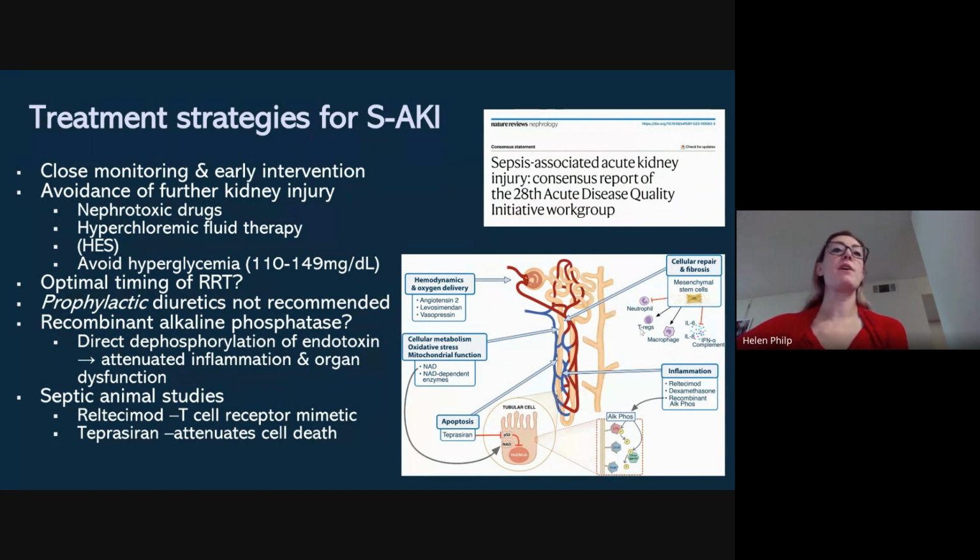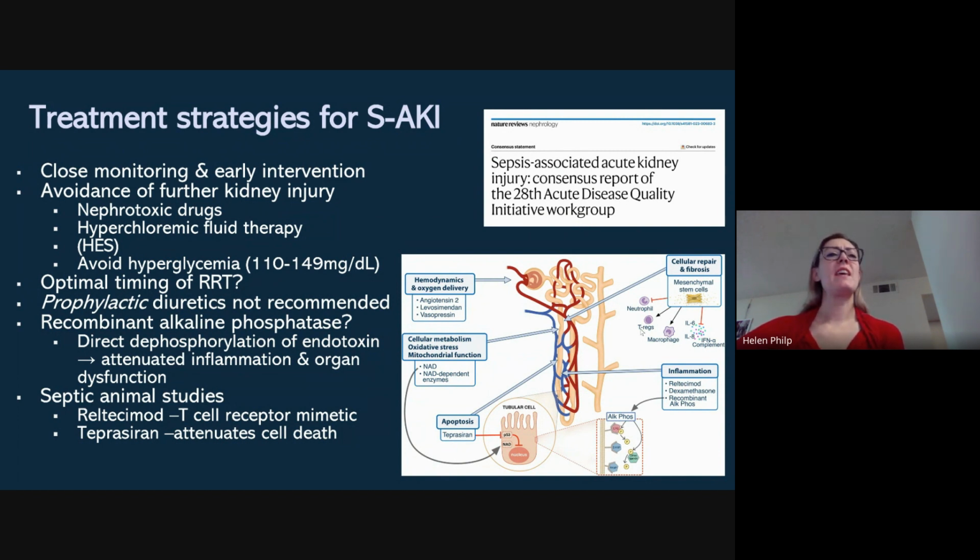And avoiding hyperglycemia. So in this consensus report for sepsis-associated AKI, it's recommended to avoid a blood glucose greater than 150 mg per deciliter for more than 3 hours. It's certainly pro-inflammatory and can promote oxidative damage and all sorts of adverse effects, osmotic diuresis, all sorts of things that we benefit from not allowing that to be prolonged.